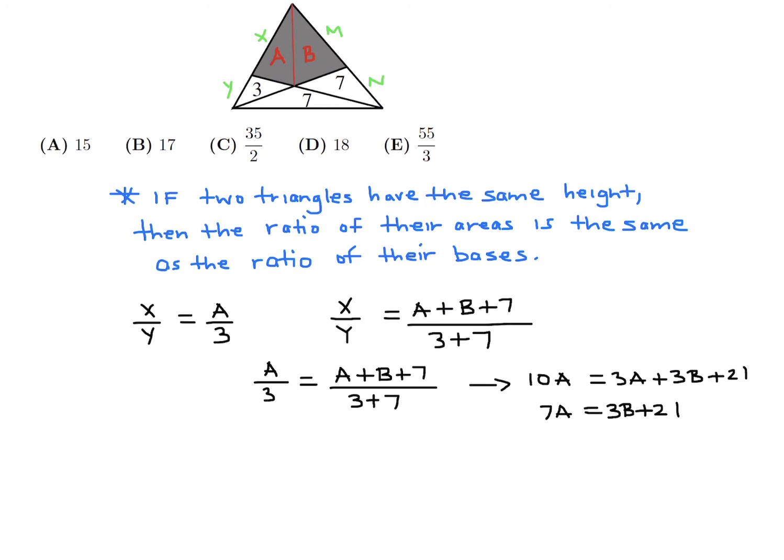Now let's look at the other side. This side right here with the M's and the N's. First, let's just look at this part of the triangle. And if you do that, you get M over N is equal to B over 7. Okay? Now let's look at it from the perspective of the entire triangle, like that. If you do that, you get M over N is equal to A plus B plus 3 all over 7 plus 7. All right?